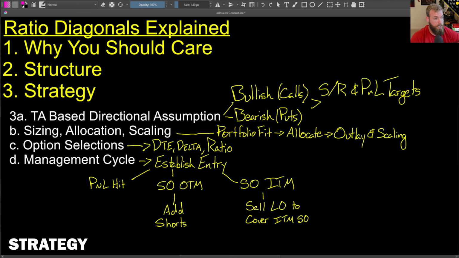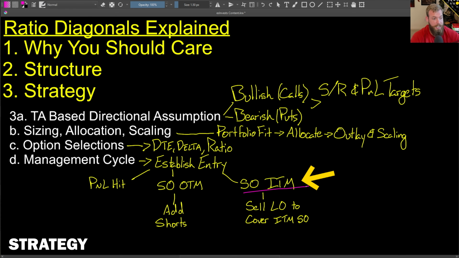Essentially, what's going to happen, we have 4 total scenarios. Your P&L is hit, whatever your profit and loss is once you enter the trade. So again, I'll show you an example in a second on how I set those up personally, but that's the first exit criteria. The second criteria is the short option is out of the money. Then you can choose to add more short options.